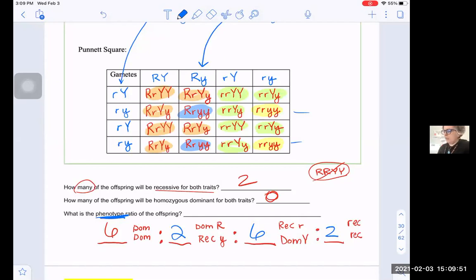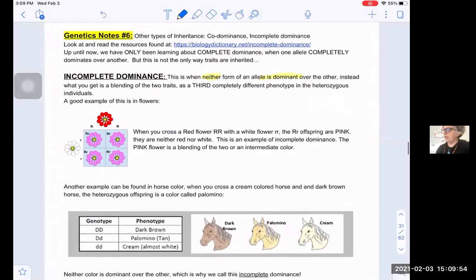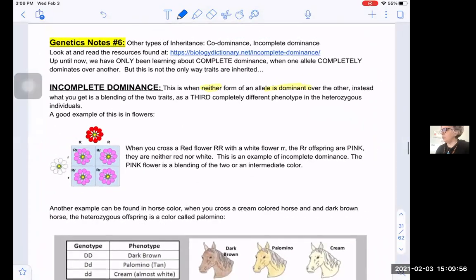All right, so moving on to today's topic, and this is not gonna take too long. This isn't too challenging. So we're gonna leave the dihybrids for a little bit. So if your brain is like, oh my gosh, dihybrids is really hard, we're going to take a little break from that. Today we're going to talk about different types of dominance.